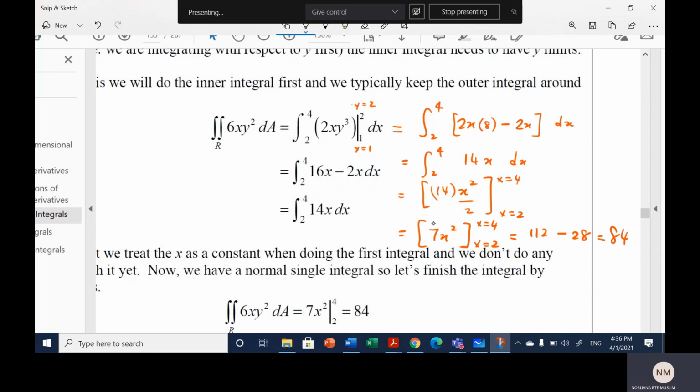So this is a definite integral for a double integral in Cartesian. Note that we have another way to do it. For 6xy squared, you can also do dx dy. When you change to dx dy, the limits also have to change. The internal part contains the x variable, so this limit will be x from 2 to 4. The limit for y will be 1 to 2.